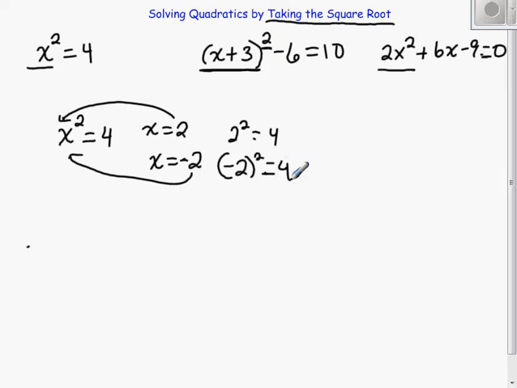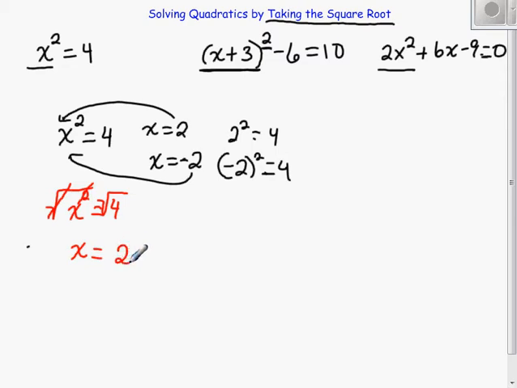If we wanted to, instead of just looking at this and figuring it out by thinking about what squares to be 4, we could actually take a square root of both sides. Taking a square root is a mathematical operation. So, as with any other mathematical operation, provided you do the same thing to both sides, you can take the square root. Well, the square root of x squared is just x. The square and the square root are inverse operations. They undo each other. The square root of 4 is 2.